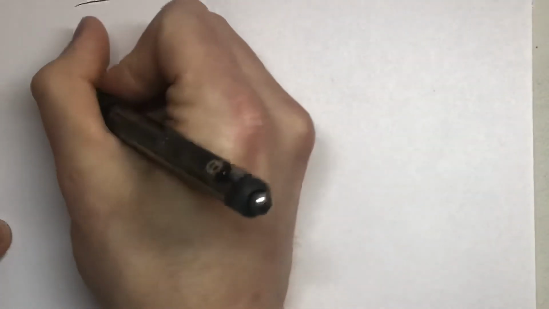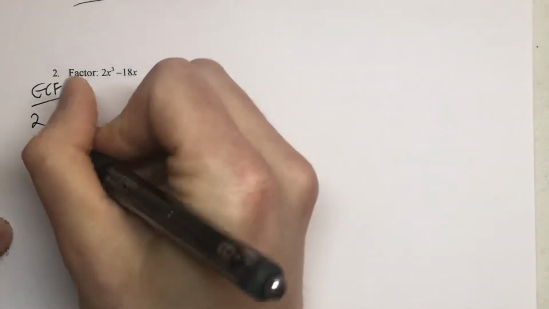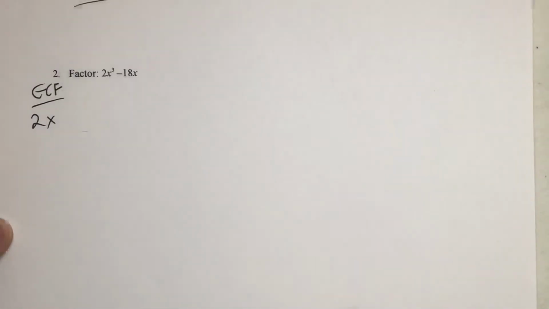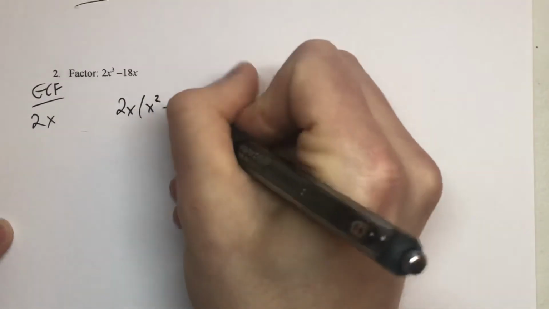So question 2, we've got to factor. First step, GCF, and it turns out this polynomial has a GCF. We see a 2 and an 18 with a 2 in common, and x cubed and x with an x in common. So we'll factor that out first, leaving us with x squared minus 9.